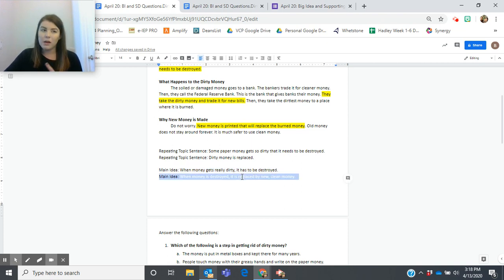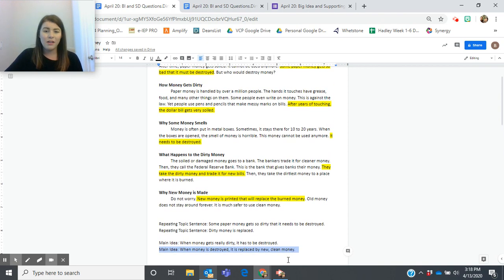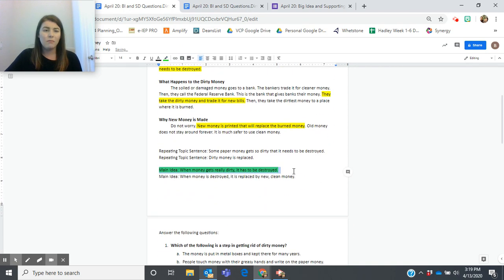I also know that I might be able to make an argument for another main idea here. The second main idea that I'm thinking about is this idea that after the money is destroyed, it's being replaced by clean money. I'm learning a little bit about that in paragraph 4 and in paragraph 5. If I were going to make an argument here, though, I would say that my first main idea is really the main idea that's talking about what the text is mostly about. The second main idea is coming up with a little bit more information about the last couple of paragraphs. So I'm going to highlight my first main idea in green because I feel like that's the main idea that is telling me what the entire text is mostly about.